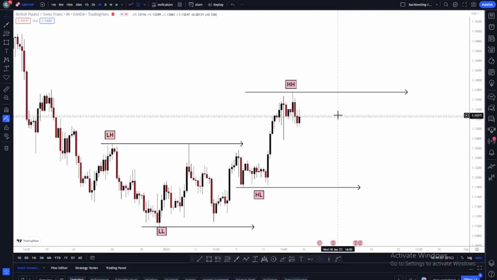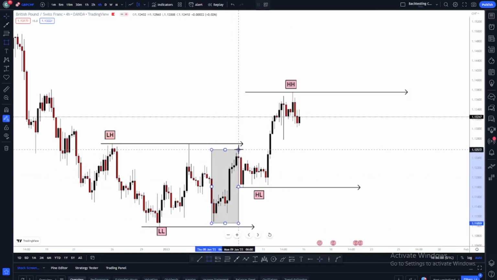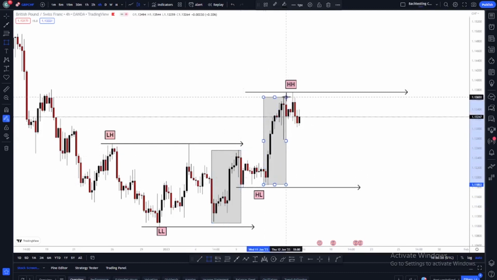So looking at GBP CHF once again, in my previous video, in episode 8, I taught you how I cut this move. In case you want to know how I cut this move, go back and watch episode 8. I broke it down for y'all. But in this episode, which is episode 9, I'm going to teach you how I cut this move right here.